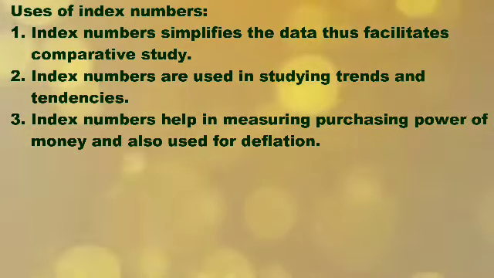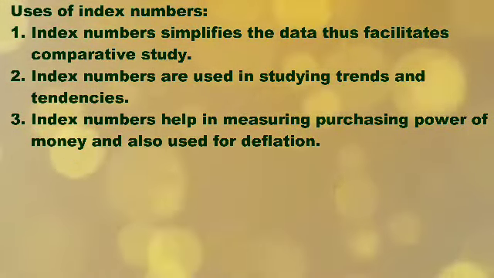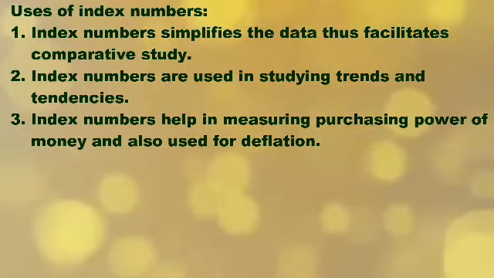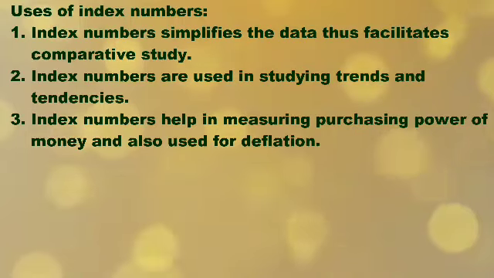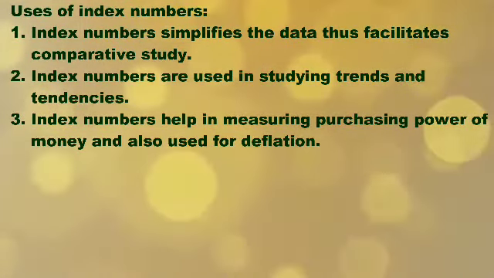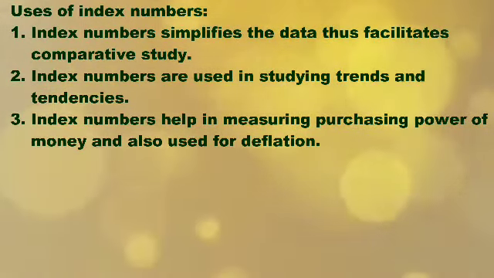Third one, index numbers help in measuring the purchasing power of money and are also used for deflation. Changes in the consumer price index number are used to assess price changes associated with the cost of living. The consumer price index number is one of the most frequently used statistics for identifying periods of inflation or deflation.